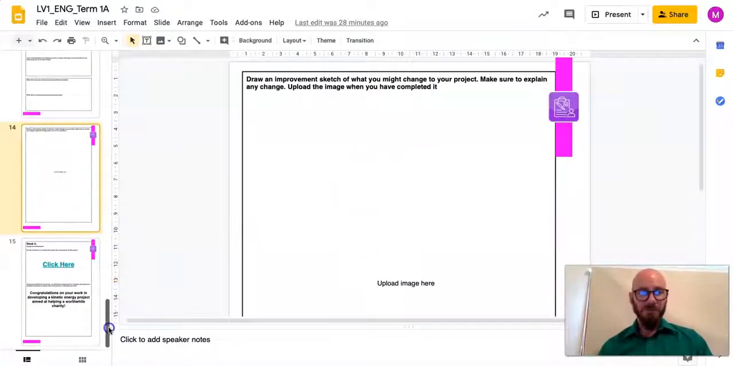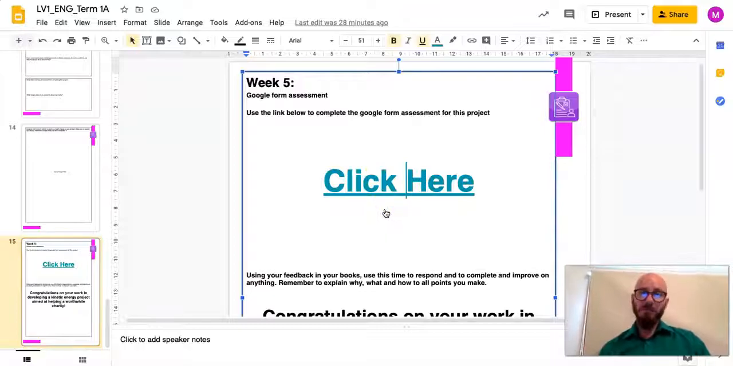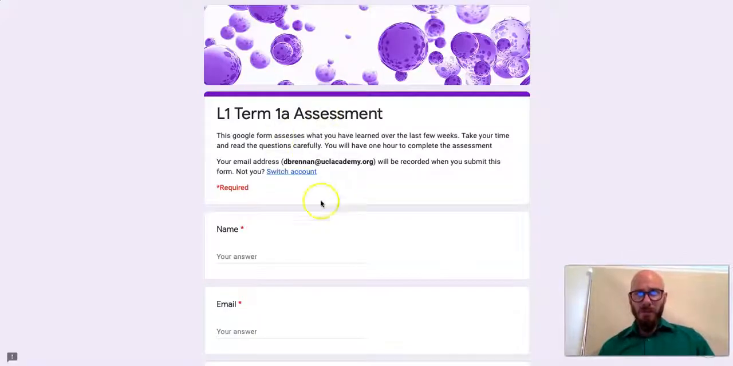Week 5 is basically going to be an assessment, where you click on this link here, like so, and it will take you to a Google Forms doc, and you fill in your details and answer the assessment as follows. I'm not going to scroll down because I'll just show you the answers, which we don't want to do.